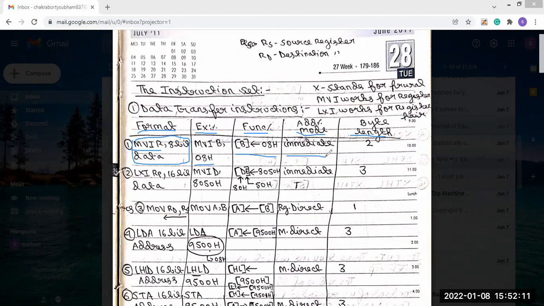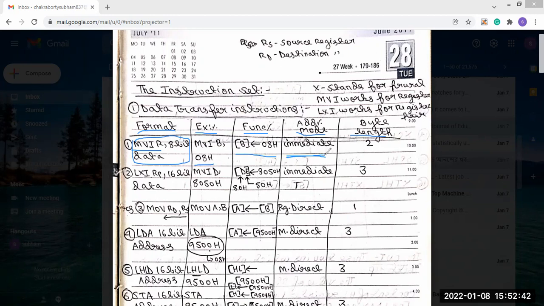Now which addressing mode will it be? We have already said that it will be immediate addressing mode, because the I is there. If an 8-bit data is moved to a register or a memory location directly, then that will be immediate addressing. So that's why the addressing mode is immediate.